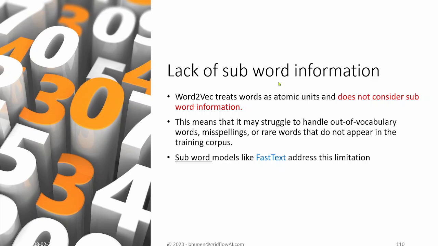Lack of subword information is another limitation with Word2Vec. It does not consider subword information. So the solution is to look for a later version of Word2Vec, popularly known as fastText. And I'll be having a separate video just after this on fastText.